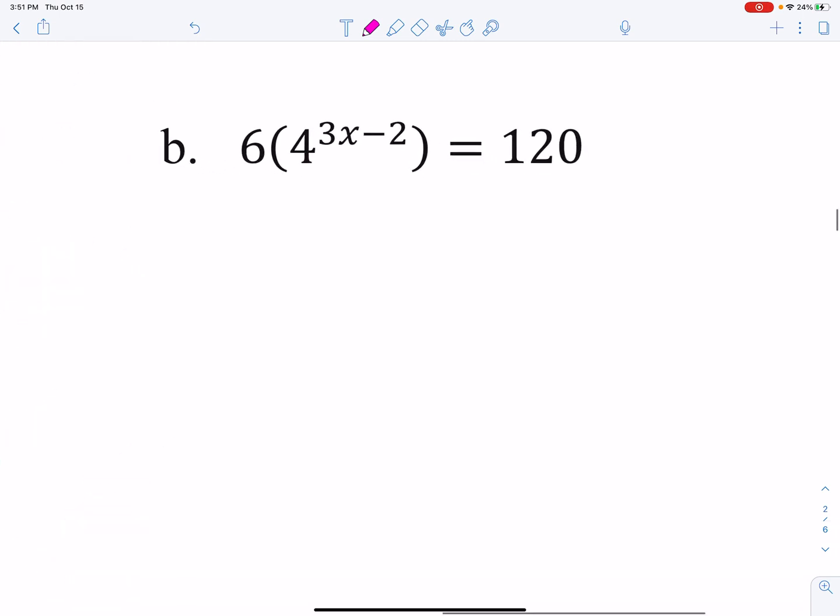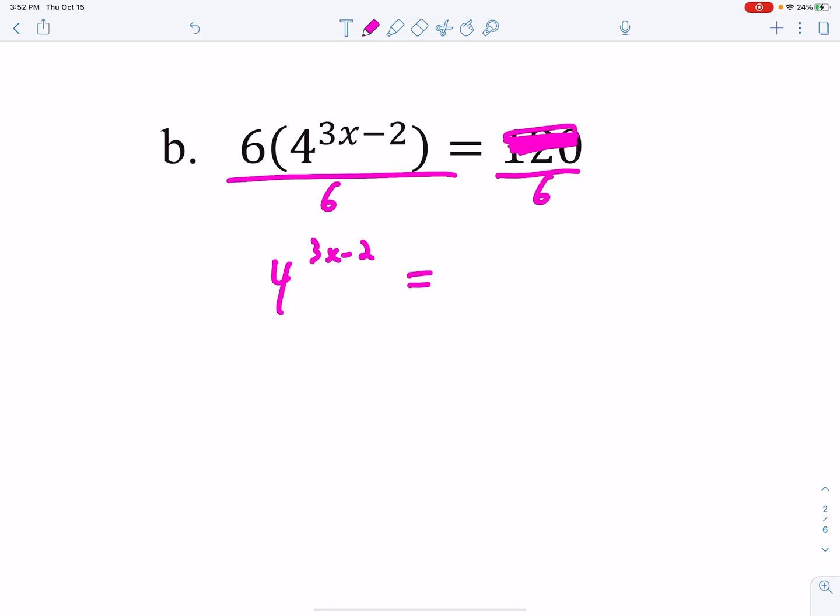All right, here's another problem. Now we're going to do this one a little bit differently. Of course, as we normally do, we're going to get that exponential part by itself. So let's divide by 6. So we get 4 to the 3x minus 2 power. Oh, I'm sorry, this is a typo. Change that to a 96, not 120. It should have been equal to 96.